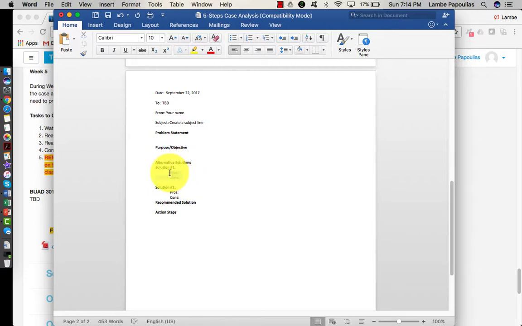So remember, you're not going to have it listed like this, but you're going to include the pros and cons in the paragraph itself with solution 2, along with your recommended solution. So which one of these solutions did you pick that you're going to move forward with? You're going to write it here. And then, of course, the action steps, what the company needs to do next in order to fix the issue for Chick-fil-A. So always keep that in mind.